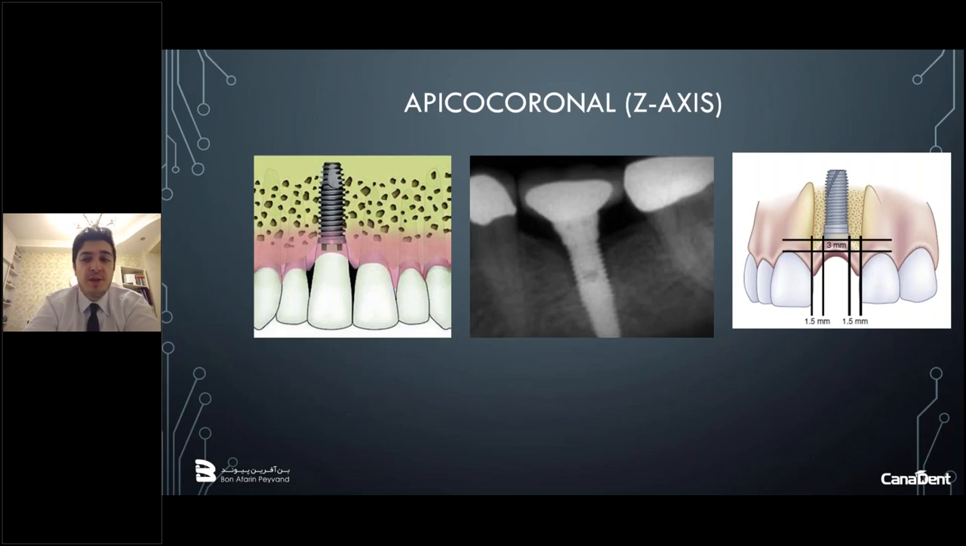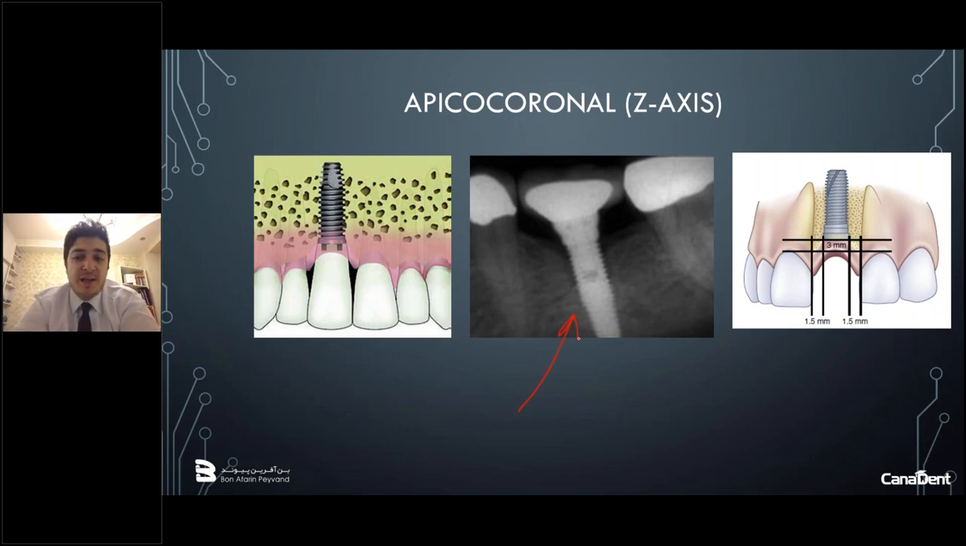And for the Z-axis and the apicocoronal position, the ideal depth position of the implant platform is more than 2 millimeters and less than 4 millimeters below the free gingival margin. Any more than that would create periodontal pockets, and less than 2 millimeters will make an incorrect emergence profile, which is shown in the center picture.